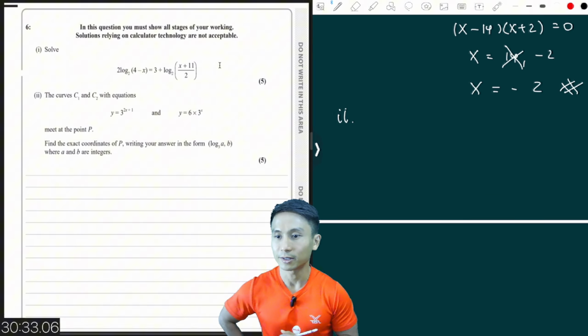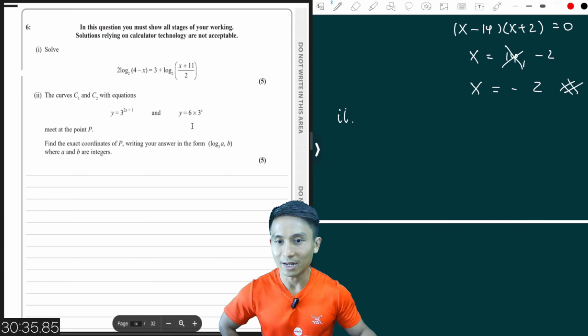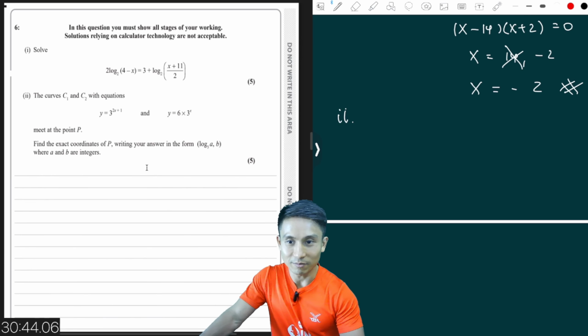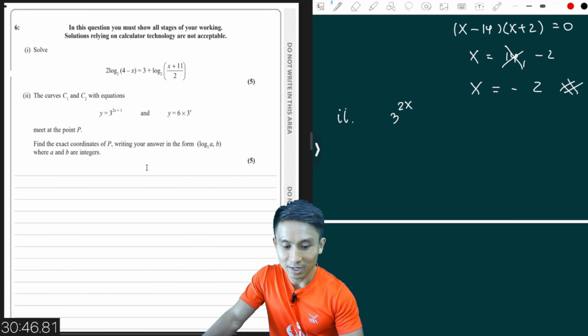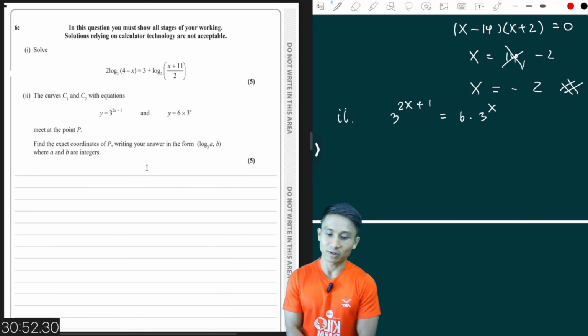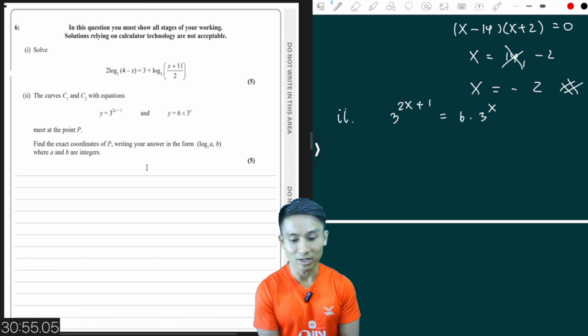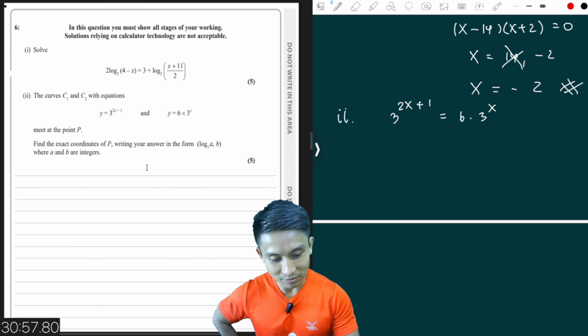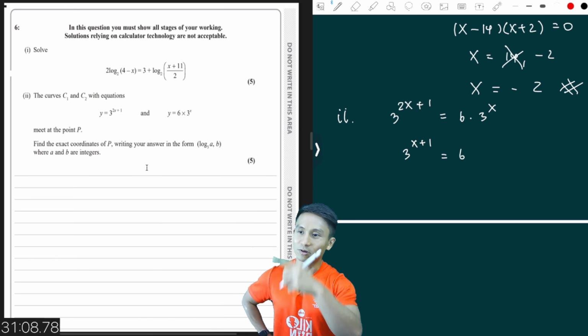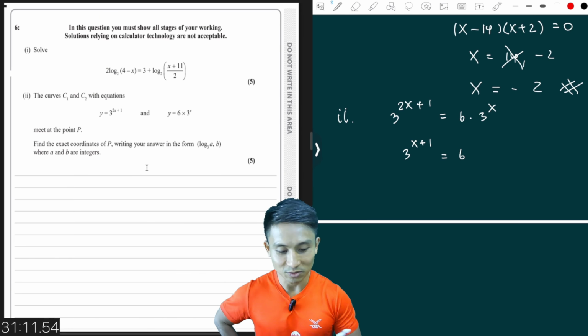Next, part II. The curves C1 and C2 with equations that and that meet at point P. Find the exact coordinates of P, writing your answer in the form log base a of n, comma b. Well, we just equate them, right? So 3 to the 2x plus 1 up here equals 6 times 3 to the x. We can solve an exponential equation by simplifying to the same power first. So I'm just going to divide this into this. You should get 3 to the x plus 1 equals 6. Is that okay? So you just subtract the power from 2x plus 1, you get just x plus 1.